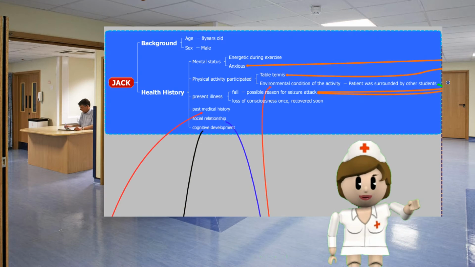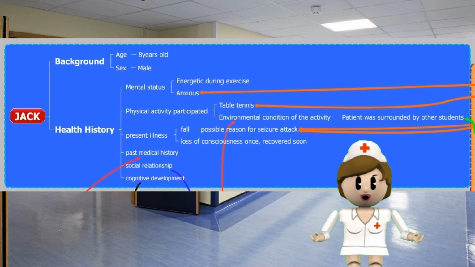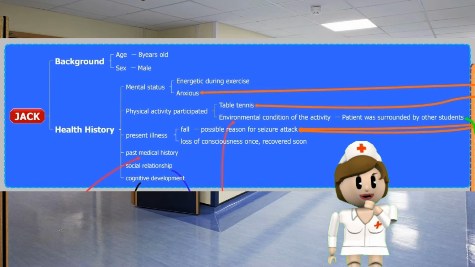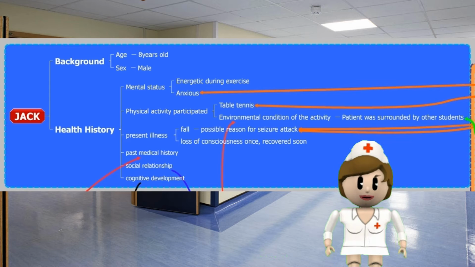On the other hand, the map also includes Jack's background information. Firstly, let's talk about the conditions of Jack. This part of the concept map is one of the main areas, about Jack's background and health history. For background, Jack is 8 years old and he is a boy. For his health history, it is divided into 6 parts.